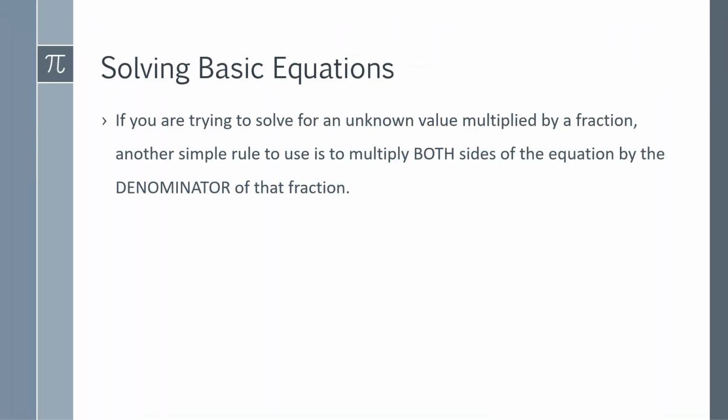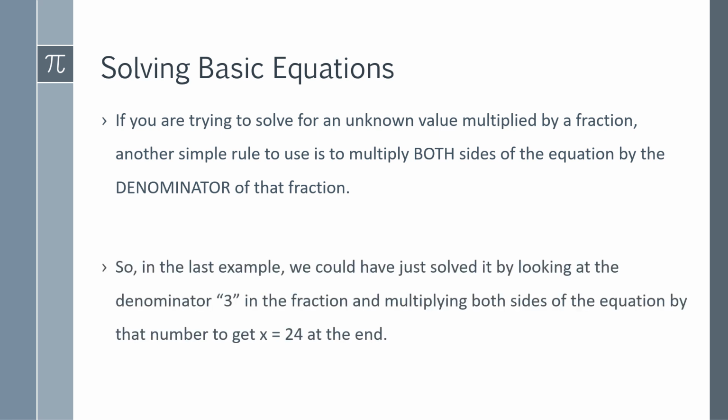If you are trying to solve for an unknown value multiplied by a fraction, another simple rule to use is to multiply both sides of the equation by the denominator of that fraction. So in the last example, we could have just solved it by looking at the denominator 3 in the fraction and multiplying both sides of the equation by that number to get x equals 24 at the end. Use whatever rule you feel comfortable with.